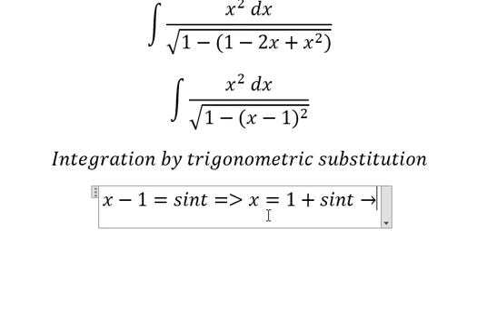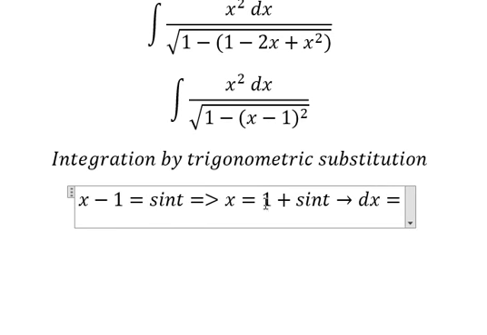Next, we need to do the first derivative for both sides. This one we have dx. This one is the constant, so you get number 0 in here. Sine t, we know that the first derivative of sine t is cosine t.